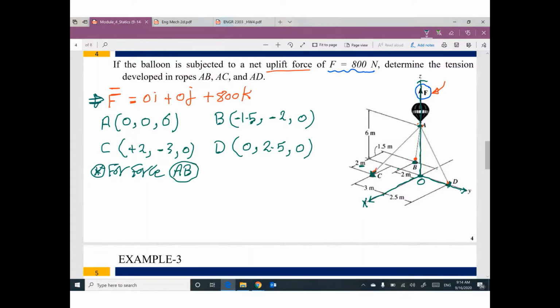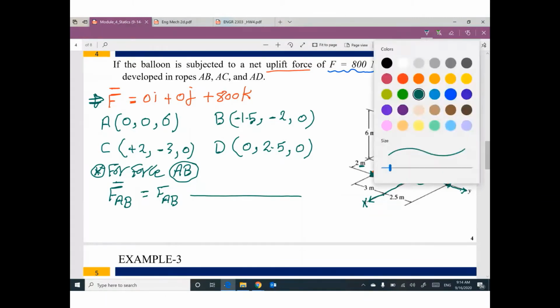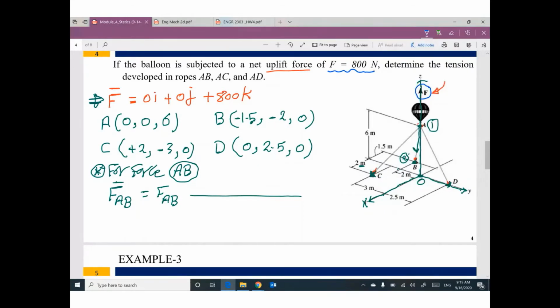So how can I convert force AB into a vector? Force AB as a vector will equal force AB as a value times the unit direction. I'm talking about force AB, this direction. So the first point will be A, the second point will be B. Do you remember? Coordinates of the second point minus coordinates of the first point. So B minus A.